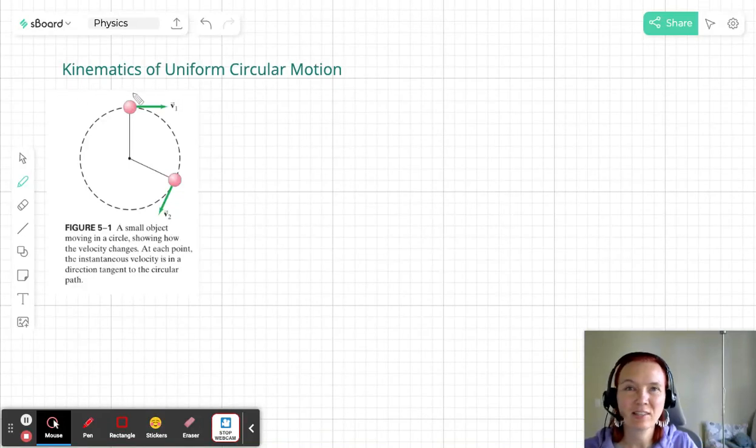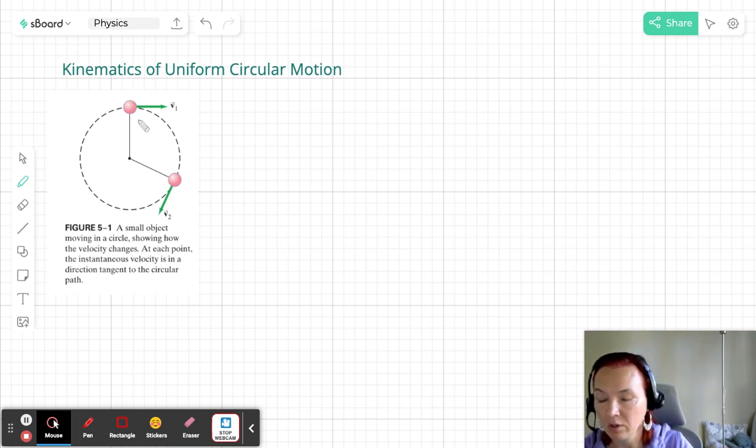Today's lesson is the first lesson in the series of lessons about circular motion, and today we will start by learning about the kinematics of uniform circular motion. Uniform motion means that our object moves with a uniform speed: the magnitude of the velocity remains the same, but the direction of velocity changes. So the object moves in a circular path around its center.